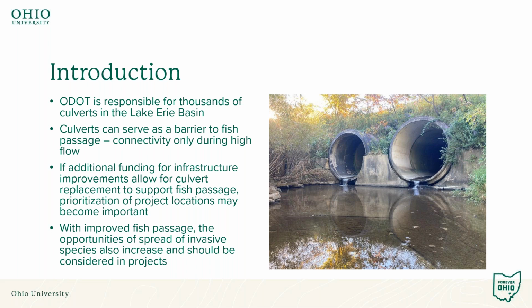And so this project's really based around that idea that, if additional funding for infrastructure improvements to allow for culvert replacement that supports fish passage comes to fruition, how do we prioritize project locations? And then we need to think about, with improved fish passage, that the opportunities to spread invasive species also increase, and that should be considered in these projects.